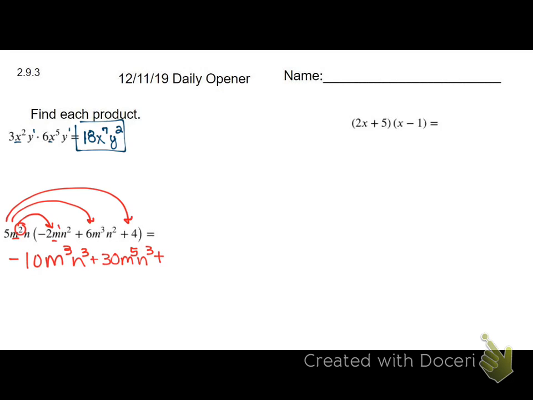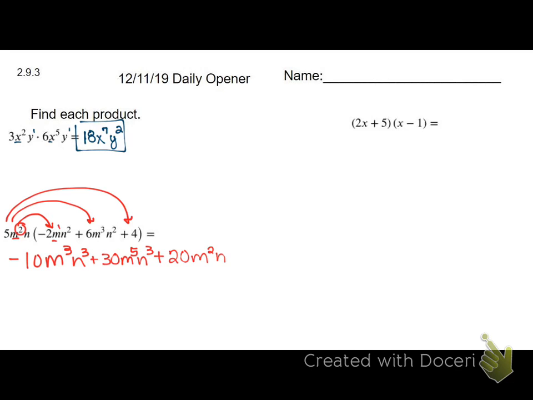Okay? And then I distribute to my last term. And what is that going to equal? 20m squared n. So I don't have to really worry about combining my exponents with the 4 because it doesn't have any. So it just stays the same as what it started with on the 5, what we distributed with. Okay, now I'm almost finished.